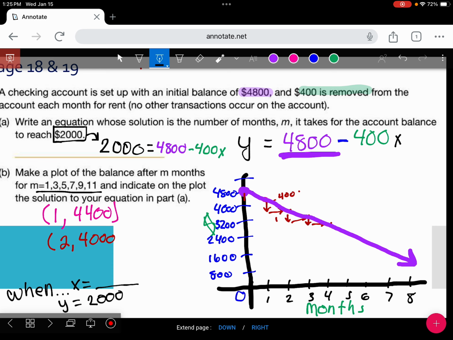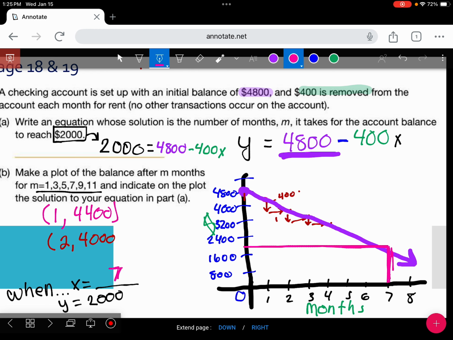I'm listening. It is at 7 months. So at 7 months, you should be right around 2,000, which means I didn't do horribly with my eyeballed graph. We should wind up right at 2,000. So at 7 months, you should have been at 2,000.